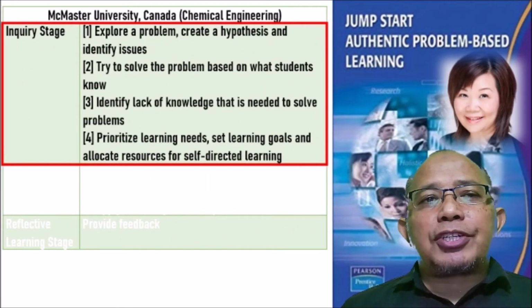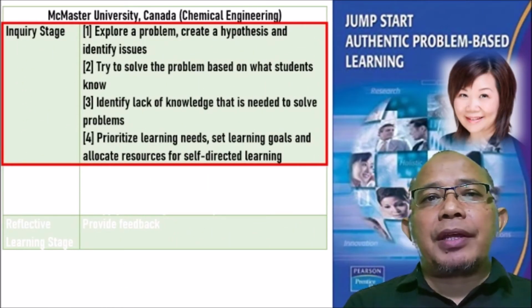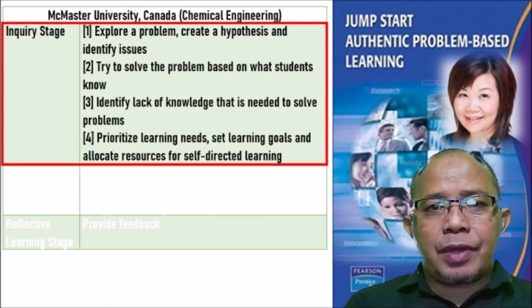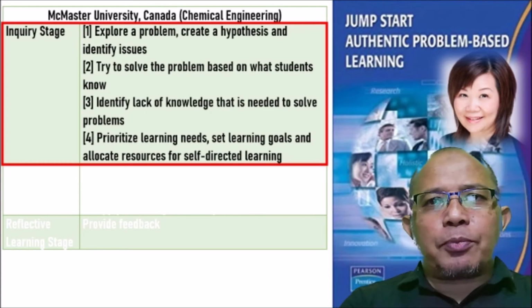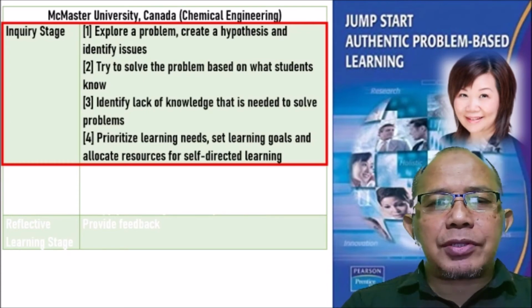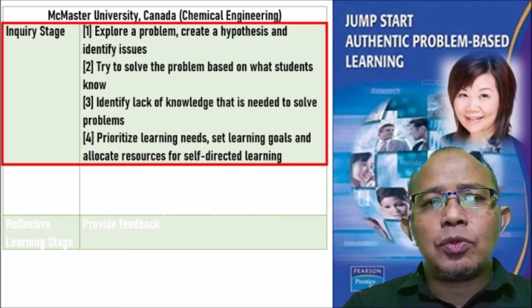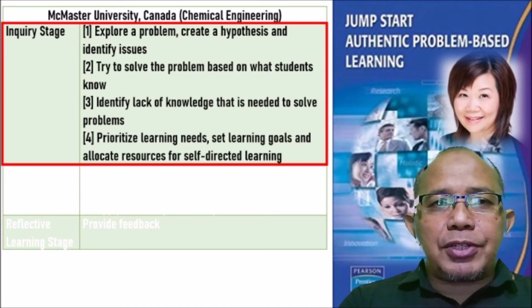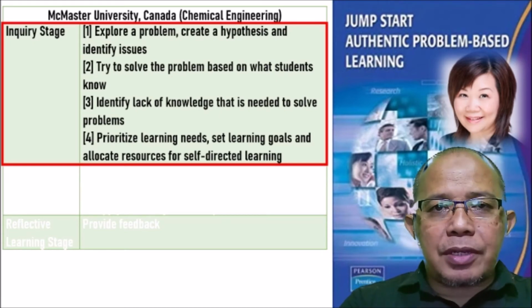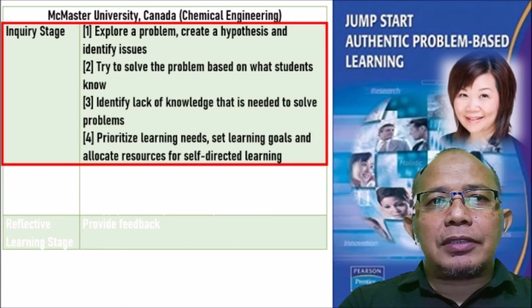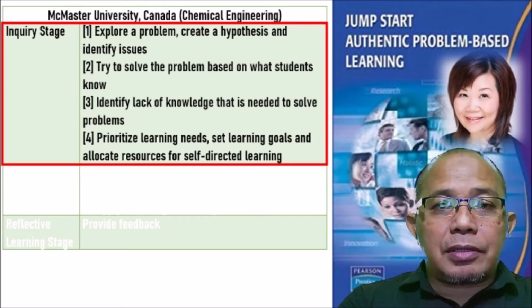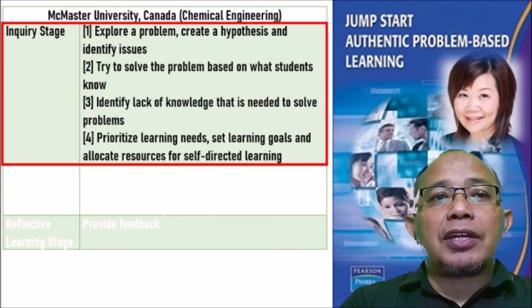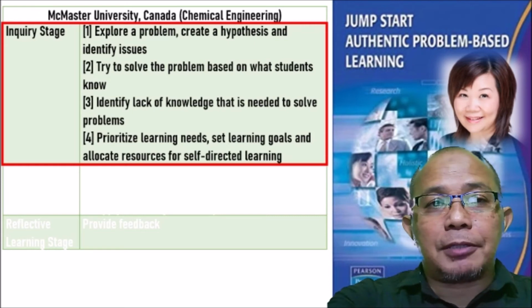The third model is from McMaster University, Canada, in chemical engineering. The inquiry stage in this model includes 1, explore a problem, create a hypothesis, and identify issues. 2, try to solve the problem based on what students know. 3, identify lack of knowledge that is needed to solve problems. 4, prioritize learning needs, set learning goals, and allocate resources for self-directed learning.